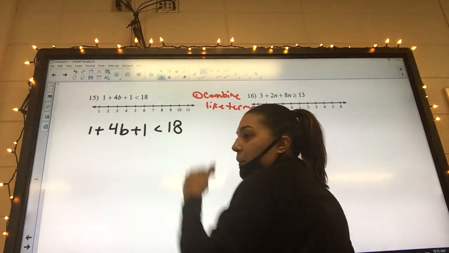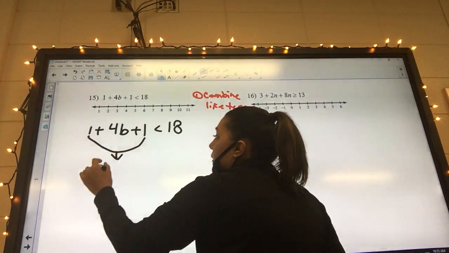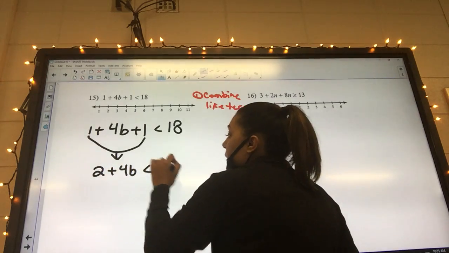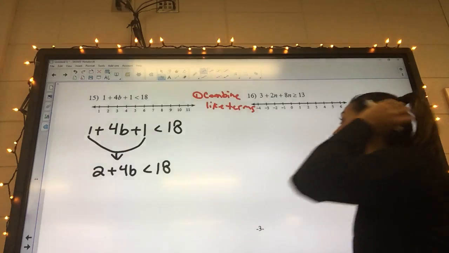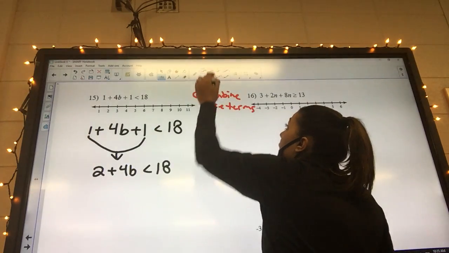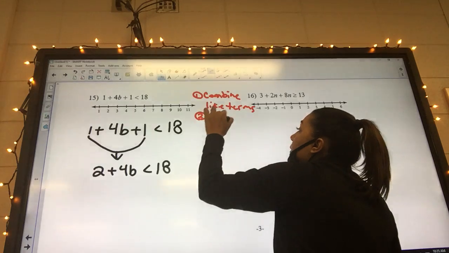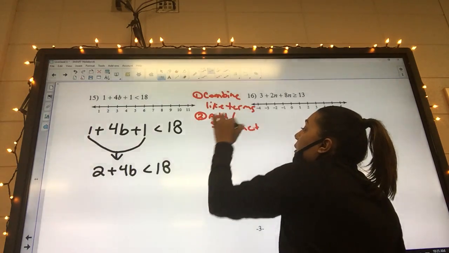So what can we combine? 1 and 1. The 1 and the 1 to give me a what? 2. 2 plus 4b is less than 18. Okay, our next step would be to do what? Minus 2. Yeah, so it would be add or subtract the kid.